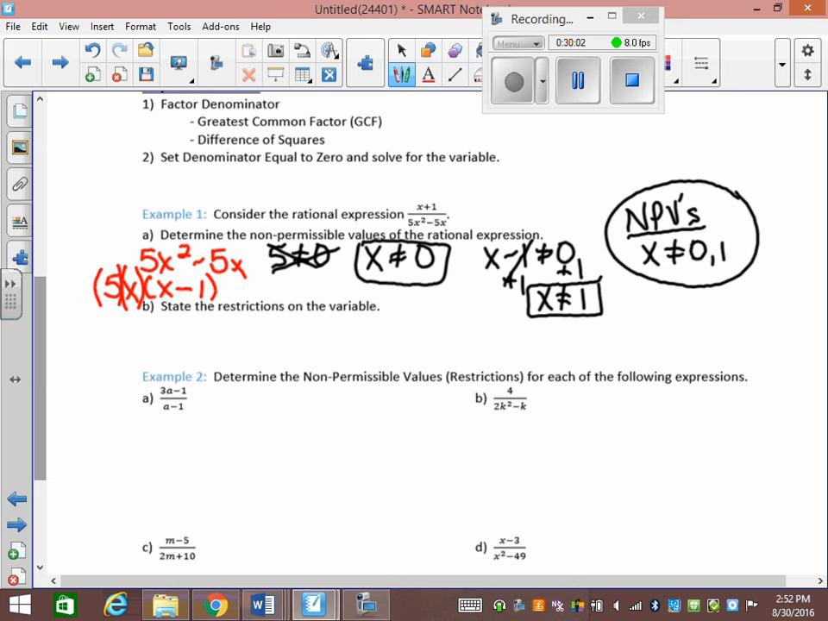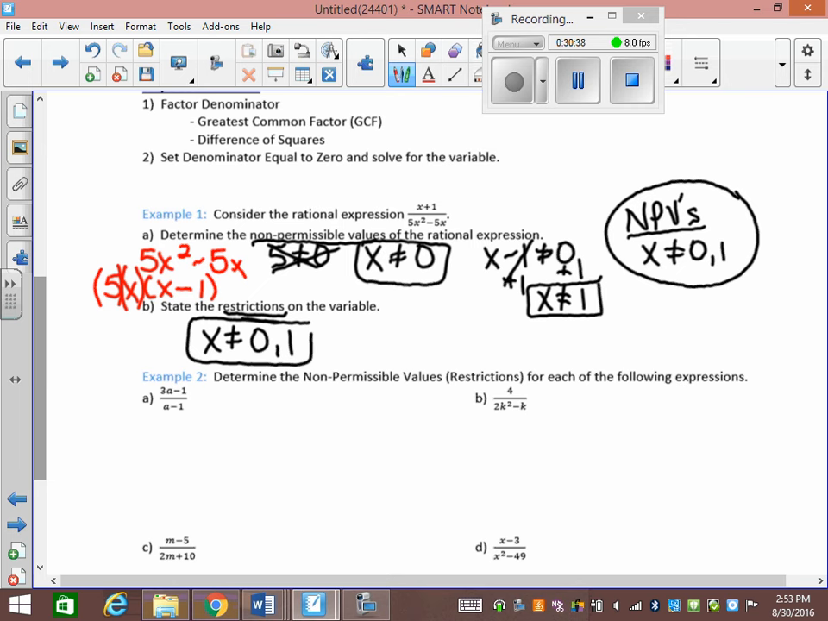I know I'm right, because I'm stating what x can't be, because if it was that, I'd know the denominator would be zero and it can't be. B is easy, the restrictions on the variable: x can't equal zero or one. Why did I put this? Because what people need to realize is restrictions and non-permissible values mean the exact same thing. They can be called either way, vice versa. They can ask you what are the non-permissible values on the diploma, or they can say what are the restrictions on the variable on the diploma. They mean the same thing. There's no more work to this. It's the exact same thing as this.